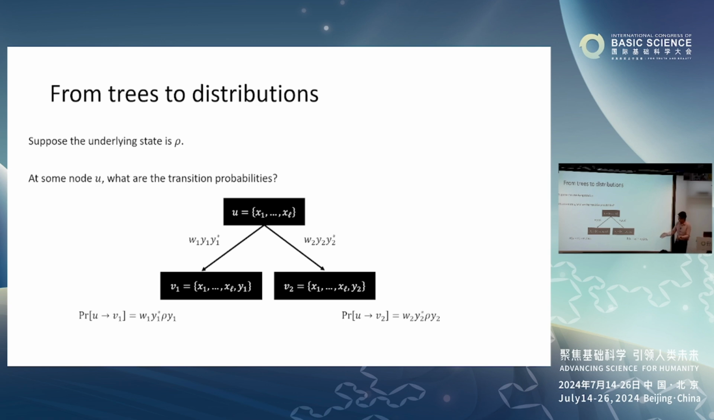Notice this is very simple. In fact, this expression doesn't depend on this; it just depends on rho and y1. So it's actually a fairly simple relationship to define these transition probabilities.